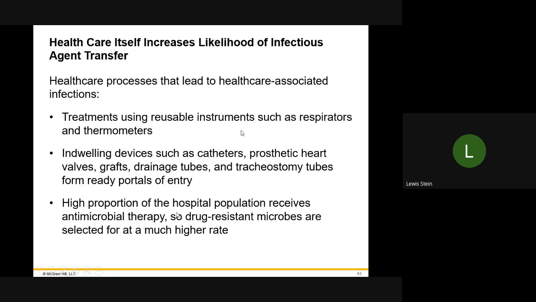Reusable instruments such as respirators and thermometers. Respirators, I think today we use more non-contact and more disposable stuff than you would think of. The respirators, I don't know enough about. The catheters, number one in the hit parade. Heart valves, grafts, drainage tubes, etc. If you have an indwelling opening, which you're going to see a lot of, ostomy sites, there's a lot of care that's involved with those. You really have to know what you're doing with regard to that.